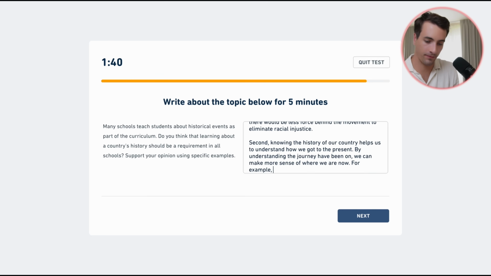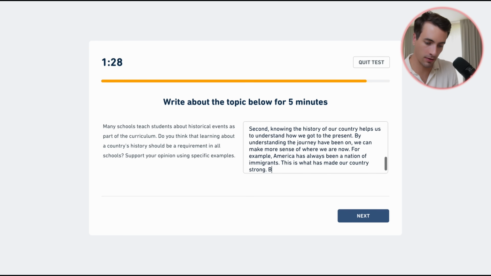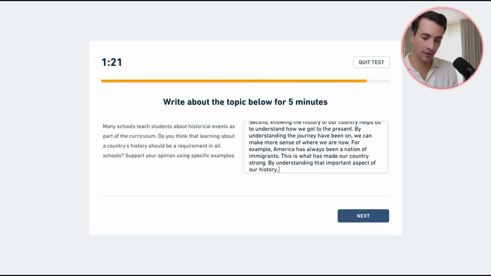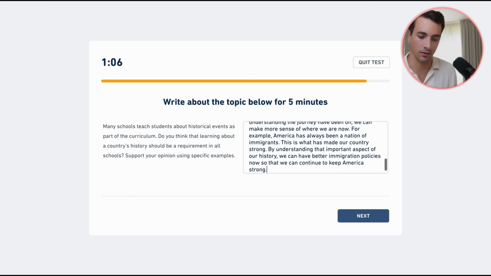for example, America has always been a nation of immigrants. This is what has made our country strong. By understanding that important aspect of our history, we can have better immigration policies now so that we can continue to keep America strong.